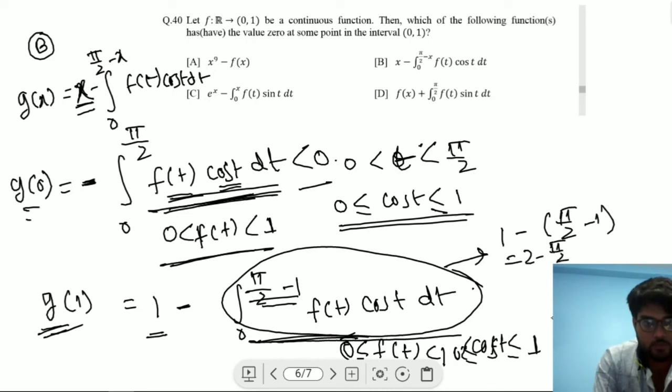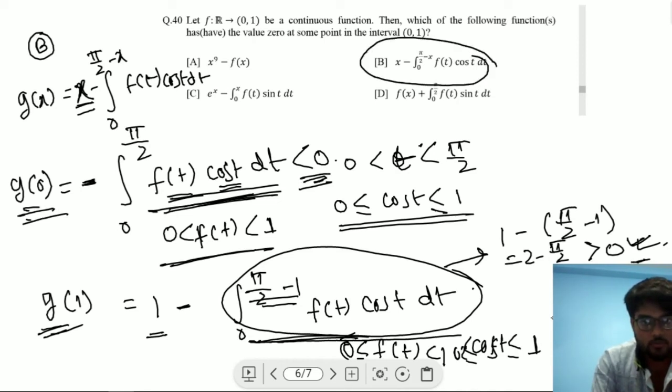So this is obviously positive. Yeah, this will always be positive. So G0 is negative and this is positive. Again this is also true. So some zero value will occur at some point in the interval 0 to 1. So this is also true.